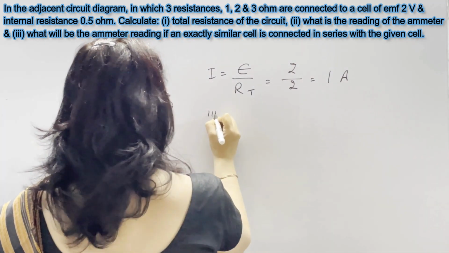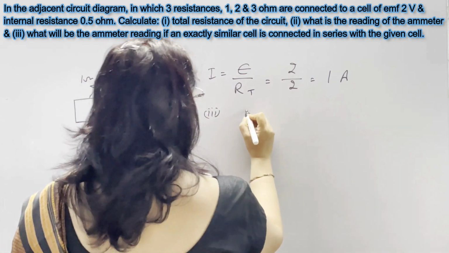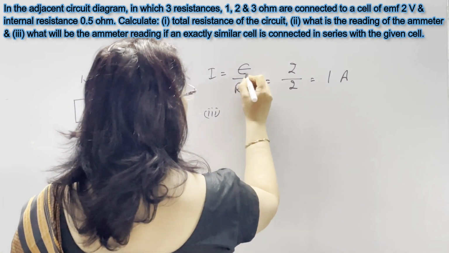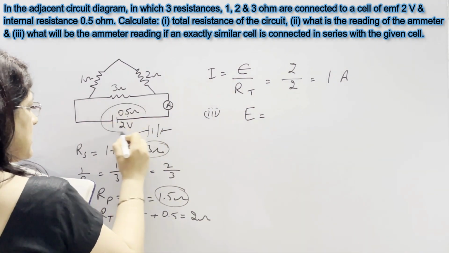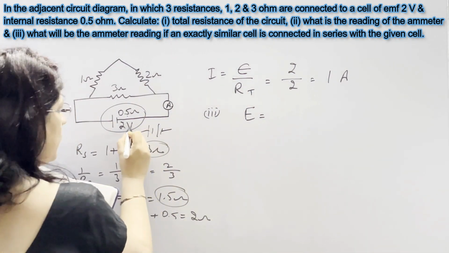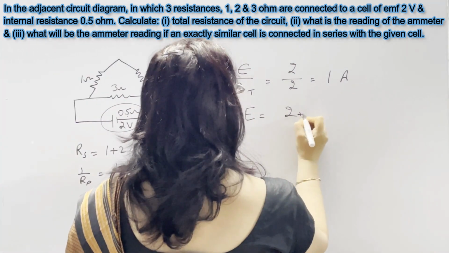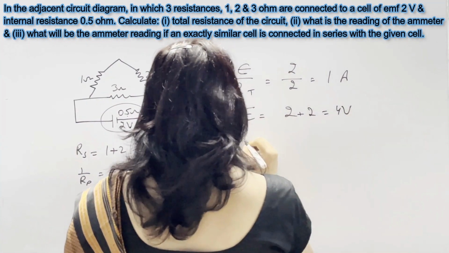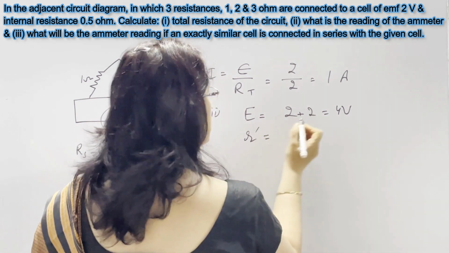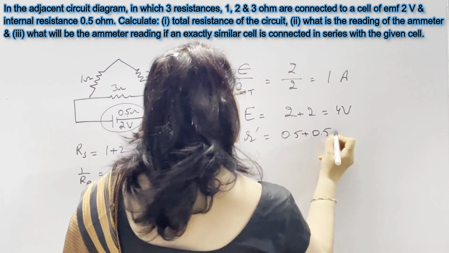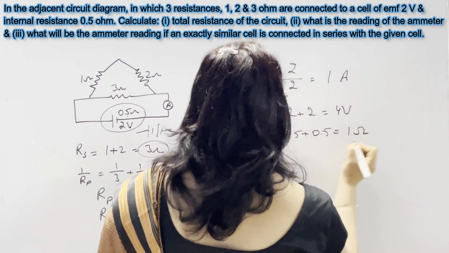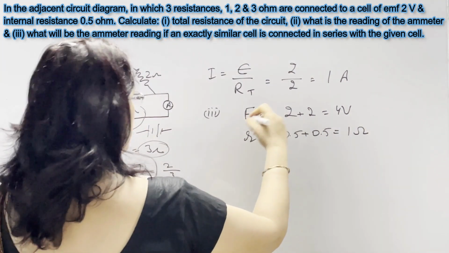Now in third part, what is the value of new EMF? A similar cell is connected in series with the given cell. It means 2 volt plus 2 volt is our new EMF, 4 volt. And also internal resistance is the sum of these two internal resistances. It means 0.5 plus 0.5, it means 1 ohm.